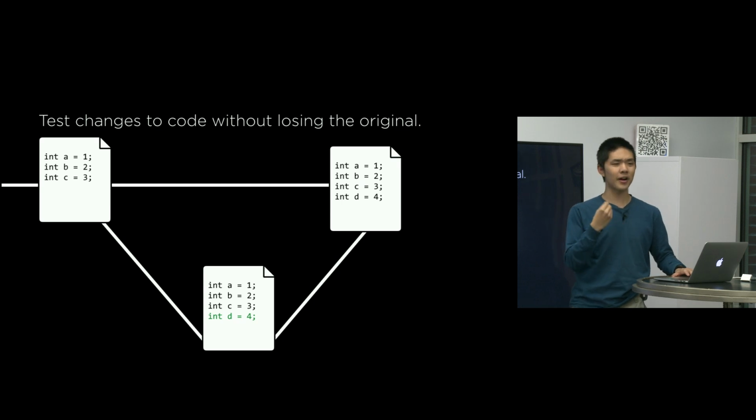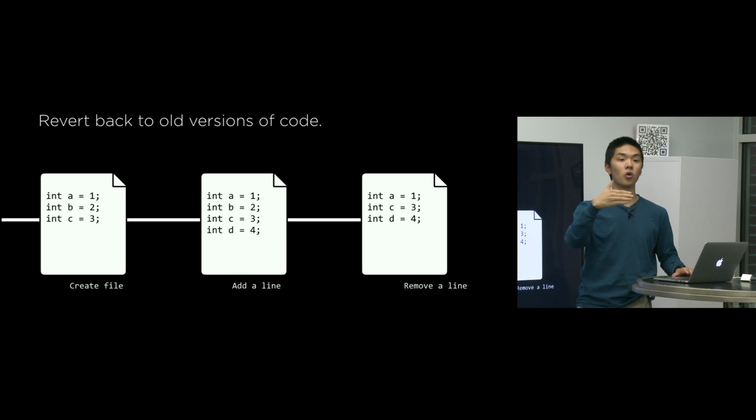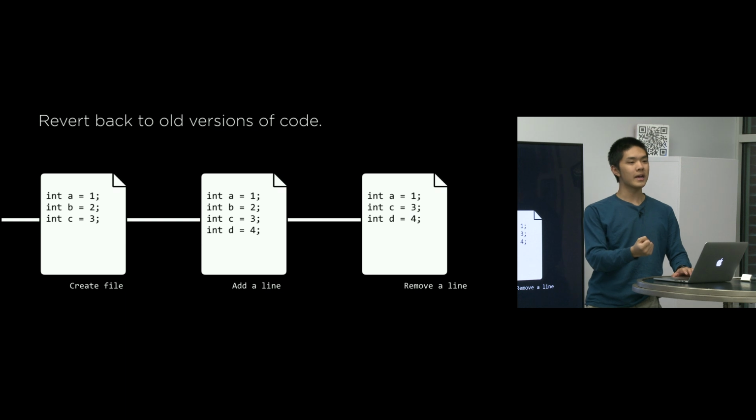And the fourth and very valuable thing that Git can be useful for is for reverting changes back to older versions of your code. Say you made a change to your code somewhere along the way and realized later on that that's not the change that you actually wanted to make and that you would want to go back to an older version. Git makes it very easy.